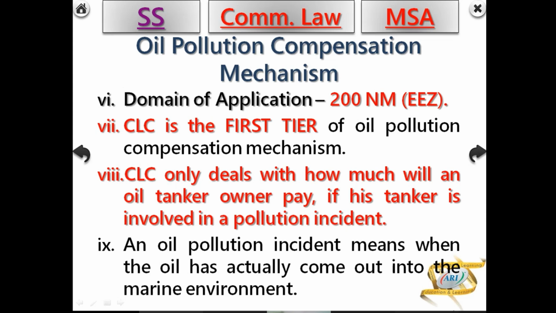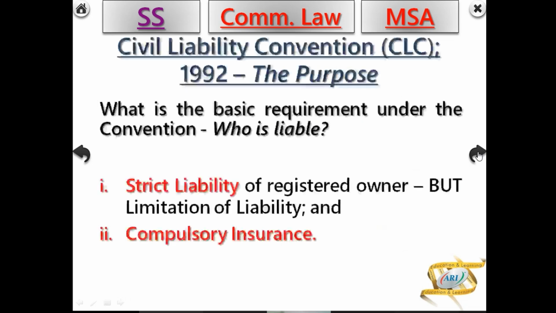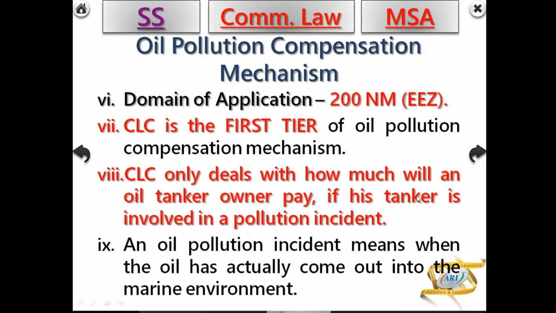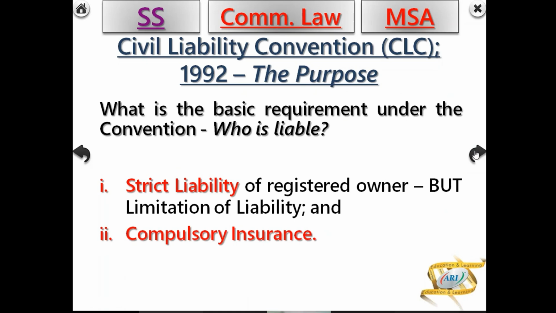Now we are talking about CLC. Now we are coming to the nitty-gritty of it. Keep this in mind. CLC only deals with how much a crude oil tanker will pay. So under CLC, now we are coming to the 2 conventions one by one. Under CLC, as far as the crude oil tanker owner is concerned, the focus of CLC is on the crude oil tanker only, no one else. There are 2 very, very, very important parts, and that is strict liability and compulsory insurance cover. What is the meaning of strict liability?